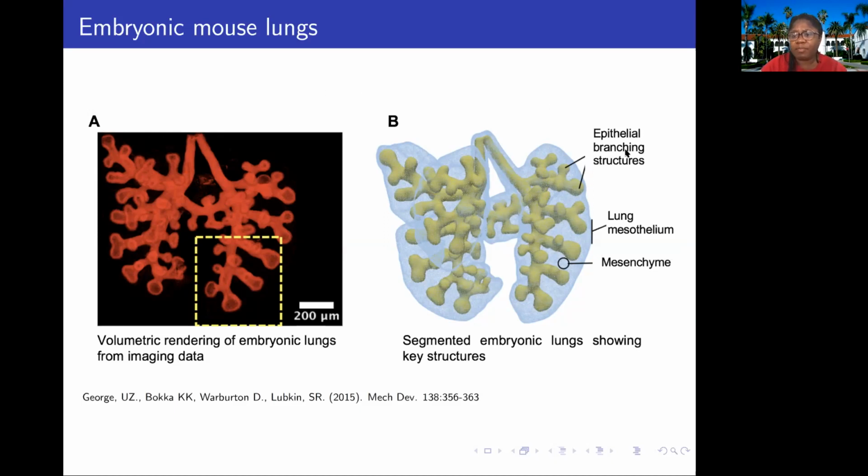So we have the epithelial branching structures in green. The lung mesothelium is also shown, and then I show the mesenchyme. So most of what I'm going to talk about is going to be referring to the epithelial branching structures, which form the future airspace. And then we are also going to talk about the lung mesothelium and also the mesenchyme. So the mesenchyme surrounds the epithelium.